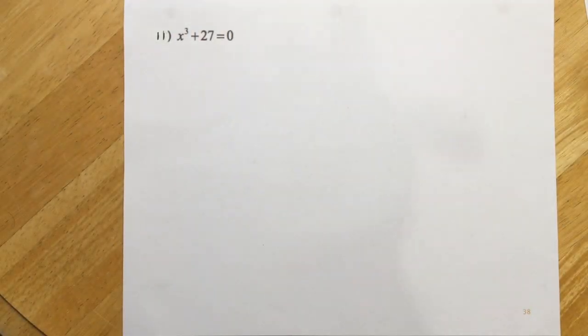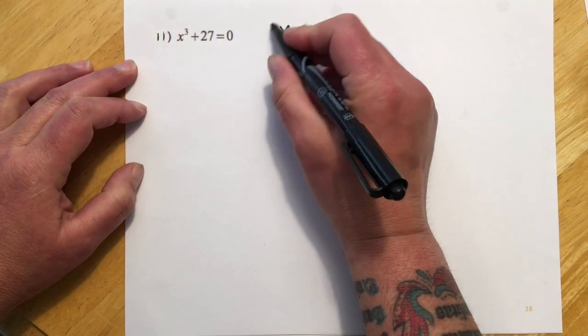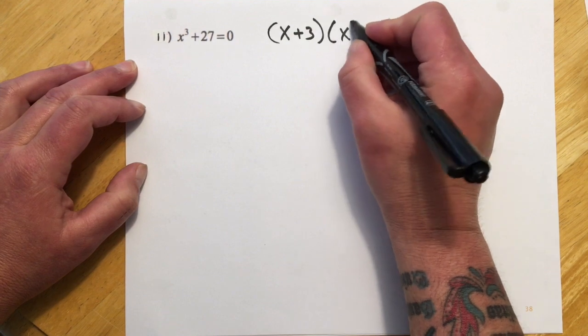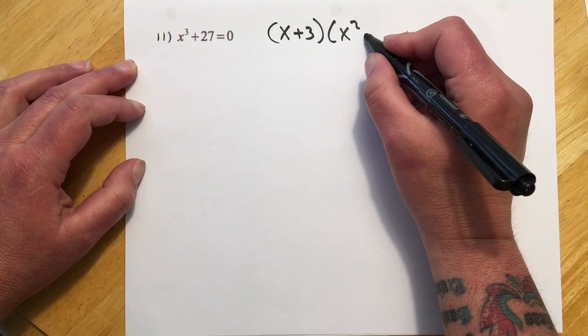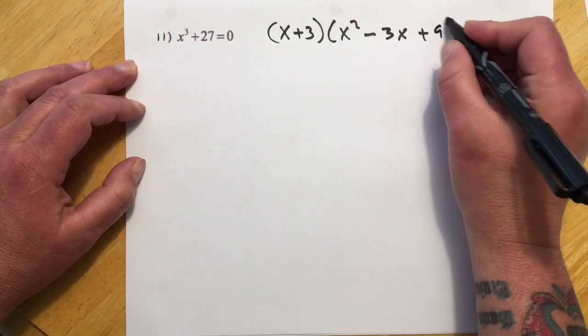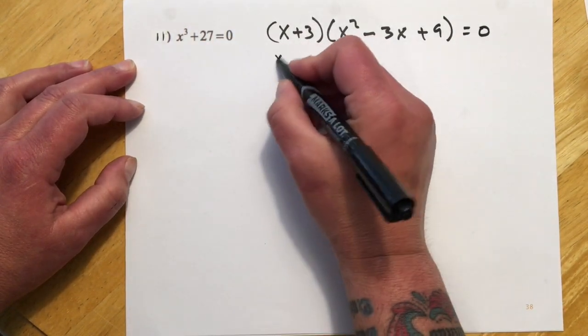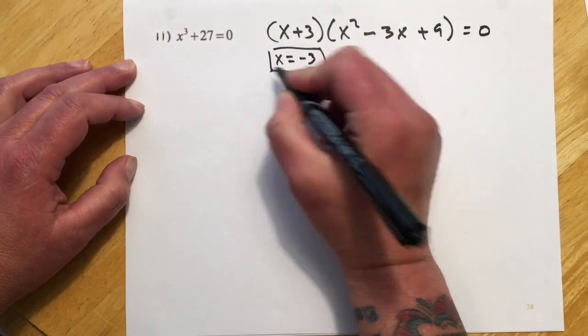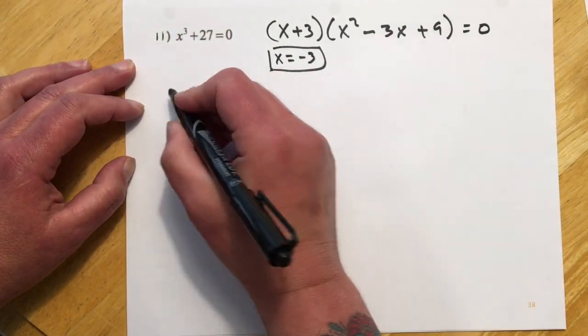And then this last one's a cube. So we'll factor it first. So it's going to go x plus 3, x times x for x squared, x times 3 for 3x, and that'll be a minus, and then 3 times 3 for 9. So this one gives us x equals negative 3. So there's our first answer. And I'll toss this one in the quadratic because that's odd.